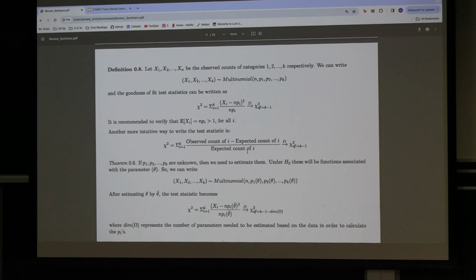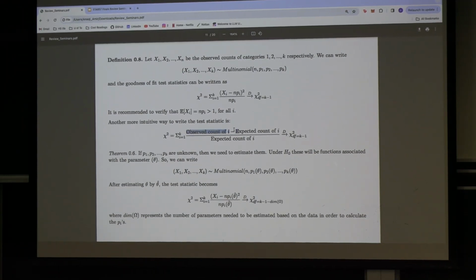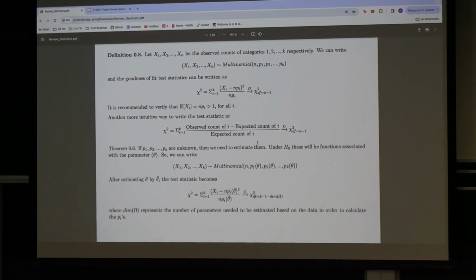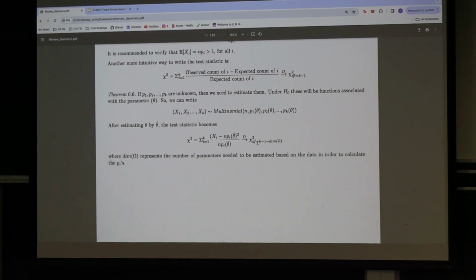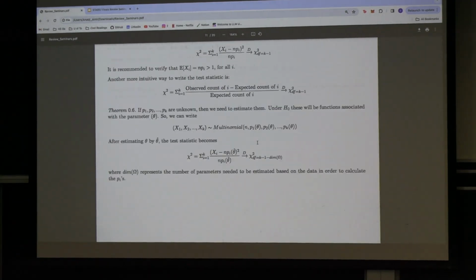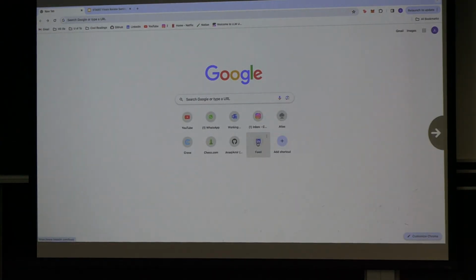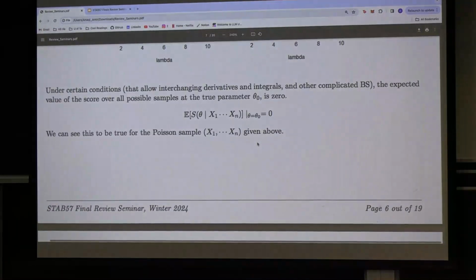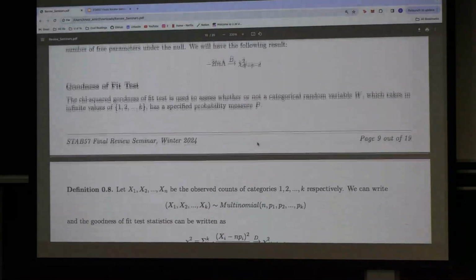The goodness of fit test is essentially saying if I were to sum up this ratio, the observed count minus the expected count, divided by the expected count, for every single category, it would converge in distribution to the chi-square with k minus 1 degrees of freedom, right? How do we actually use this? I guess, okay. That's not given, so I'll probably take that example up.